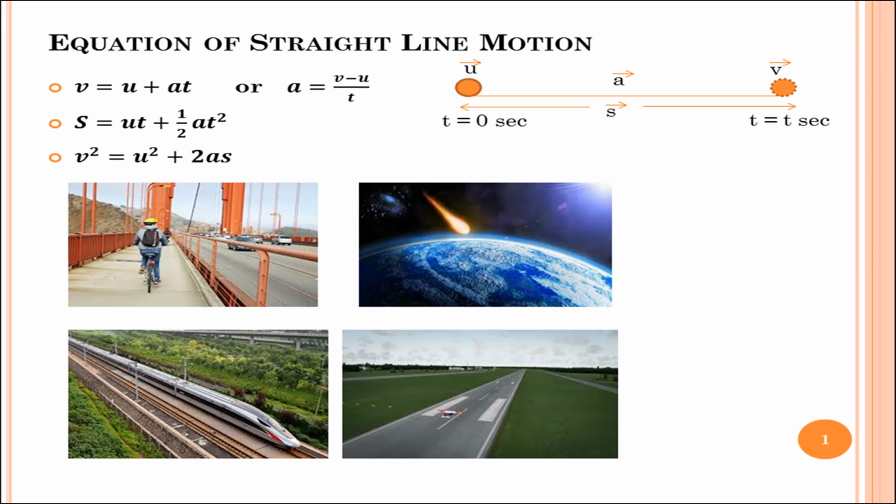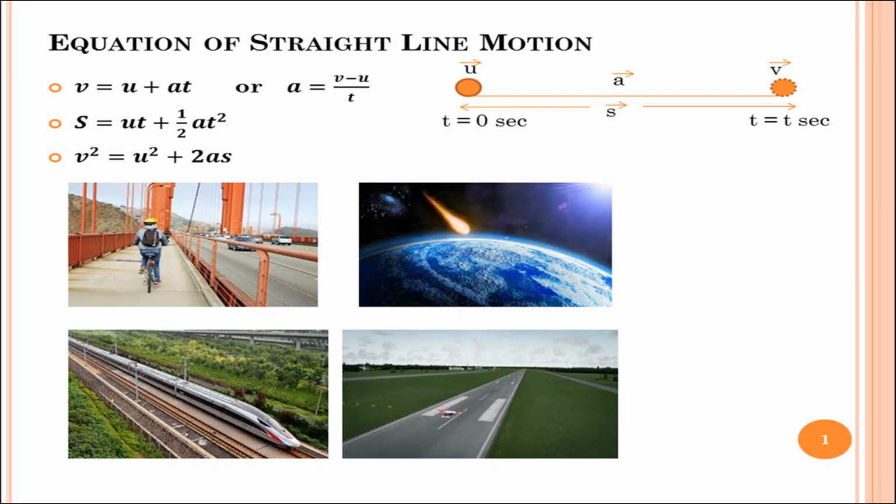To describe these terms in one-dimensional motion, we have a set of equations called equations of motion. The first one is v is equal to u plus at, or a is equal to v minus u divided by t. Here v minus u is the difference in velocity, that is final velocity minus initial velocity, and t is the time taken for the change in velocity. This formula a is equal to v minus u divided by t comes from the definition of acceleration.